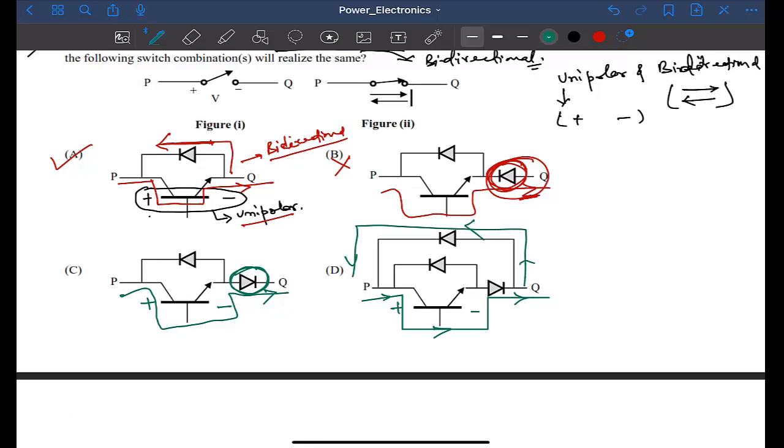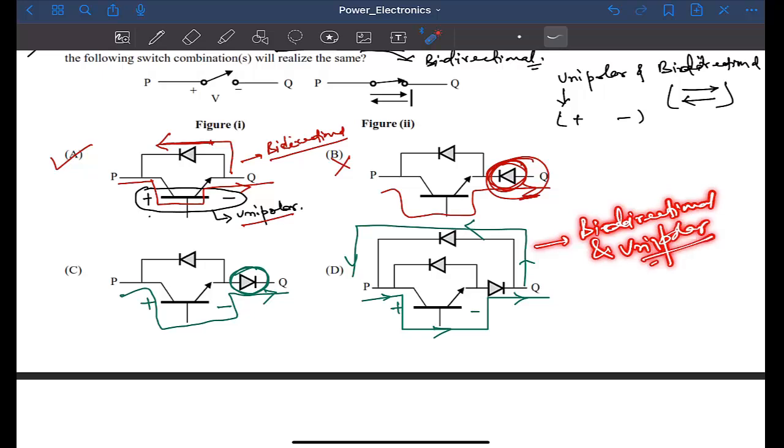So this diode will help to flow the current towards the P point from Q point. Hence we can say that this switch is bidirectional. This switch is bidirectional and unipolar. Hence this option D is also correct.